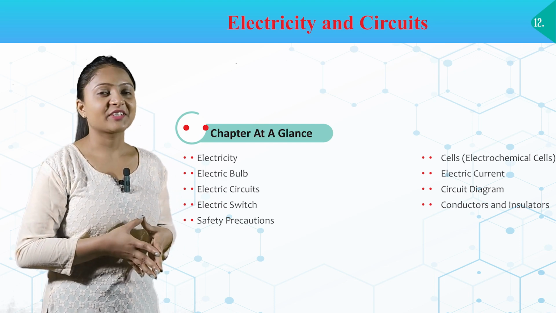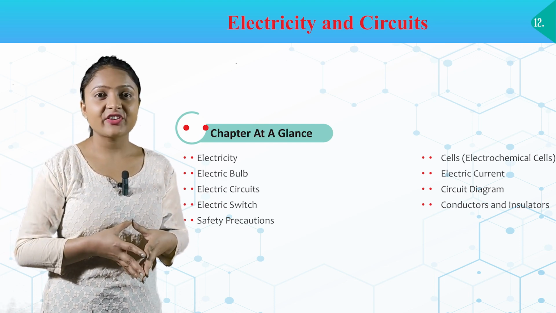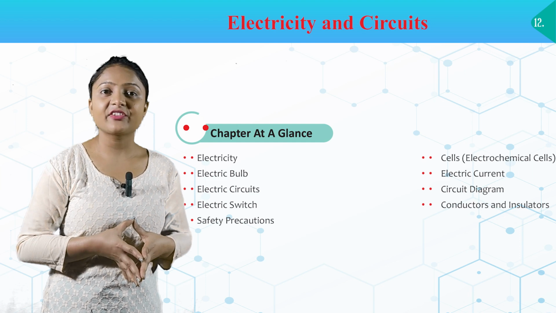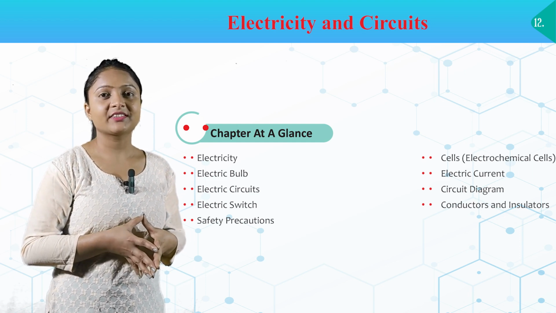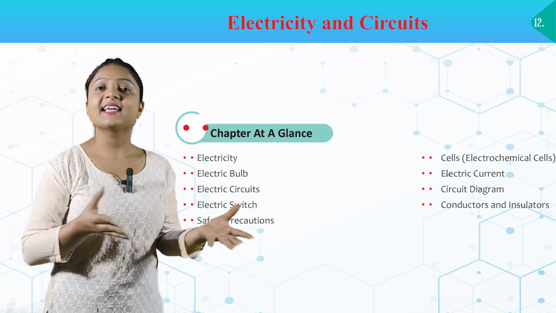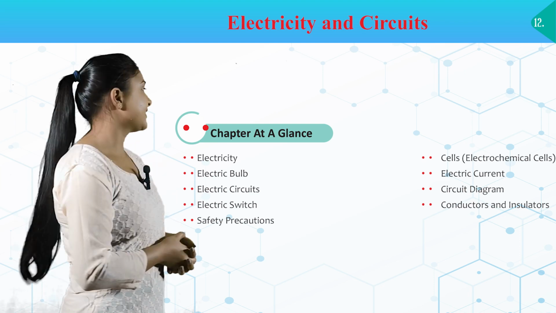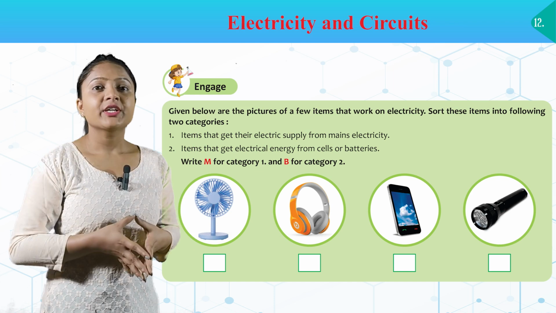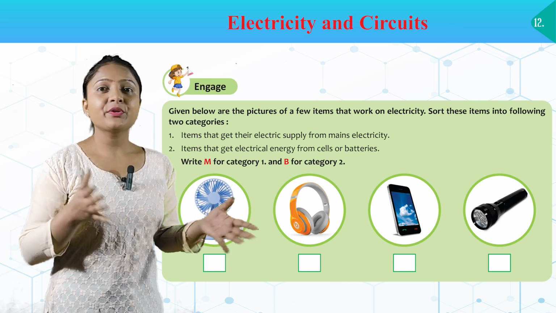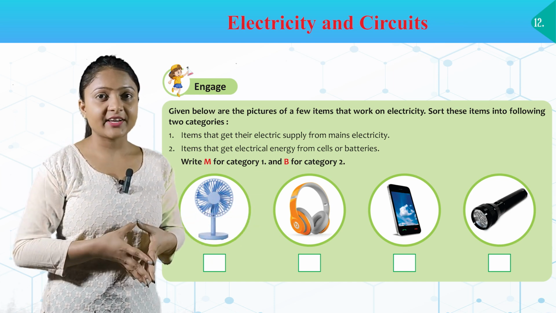Chapter at a glance: electricity, electric bulb, electric circuits, electric switch, safety precautions, cells, electrochemical cells, electric current, circuit diagram, conductors and insulators. Engage. Given below are the pictures of a few items that work on electricity.